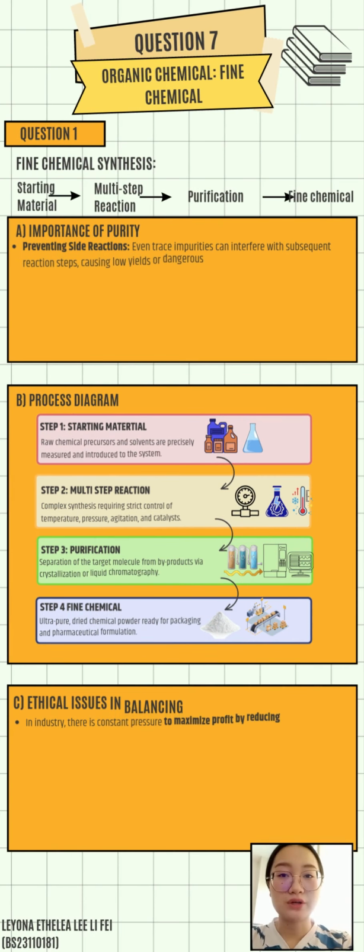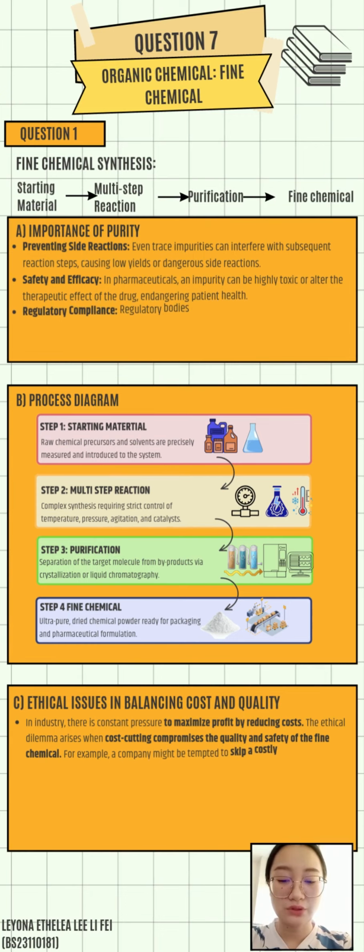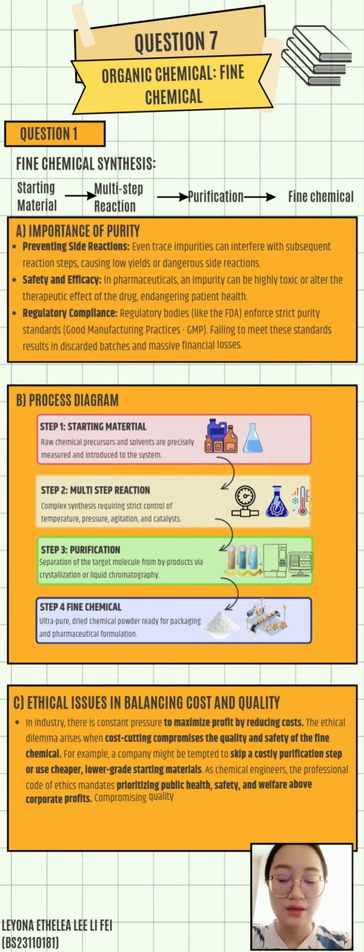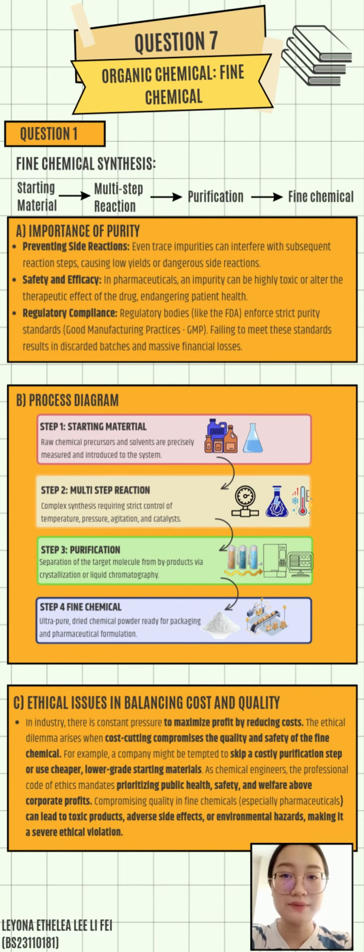Question 7 is about organic chemistry for fine chemicals. In question 1 is fine chemical synthesis. What is the importance of purity? The importance of purity is preventing side reactions. Even trace impurities can interfere with the subsequent reaction steps, causing low yields or dangerous side reactions.